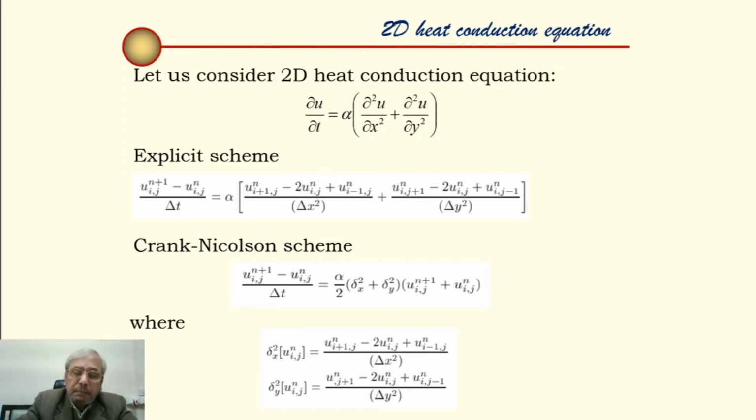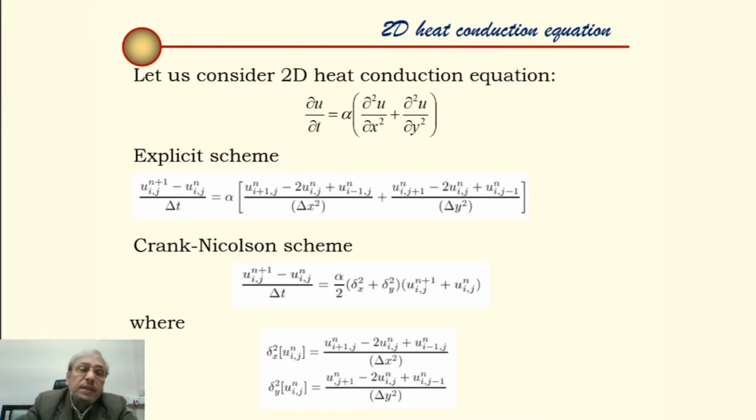Let us consider the two-dimensional heat conduction equation given by du dt equal to alpha times d2u dx2 plus d2u dy2. Again, for generality we have written u, but u signifies temperature here. So the time derivative of temperature equals thermal diffusivity into del 2 temperature del x2 plus del 2 temperature del y2.